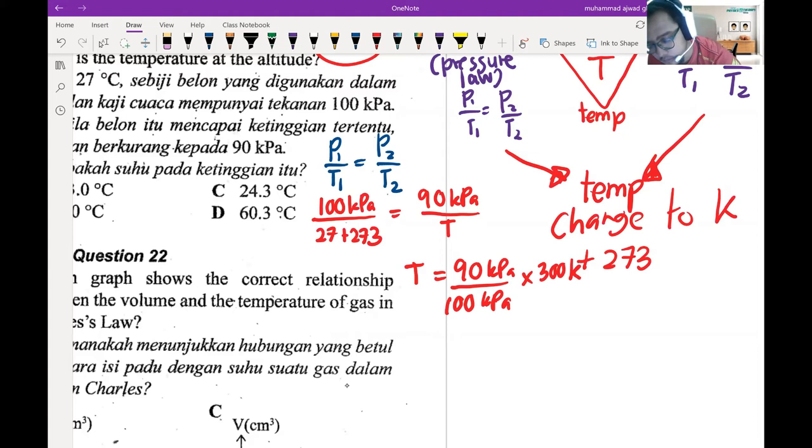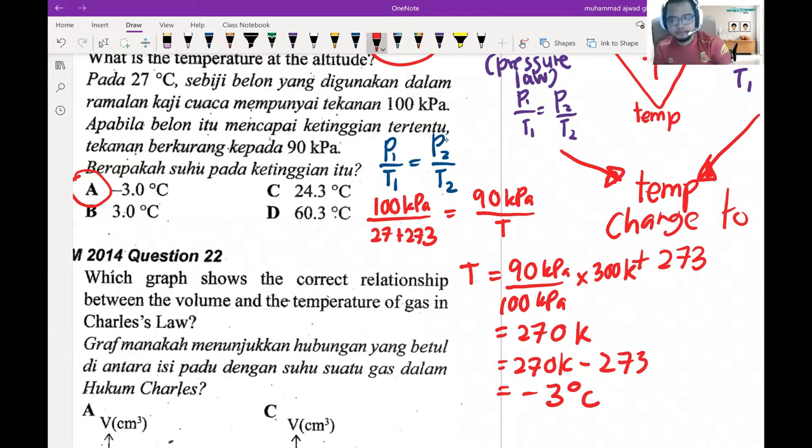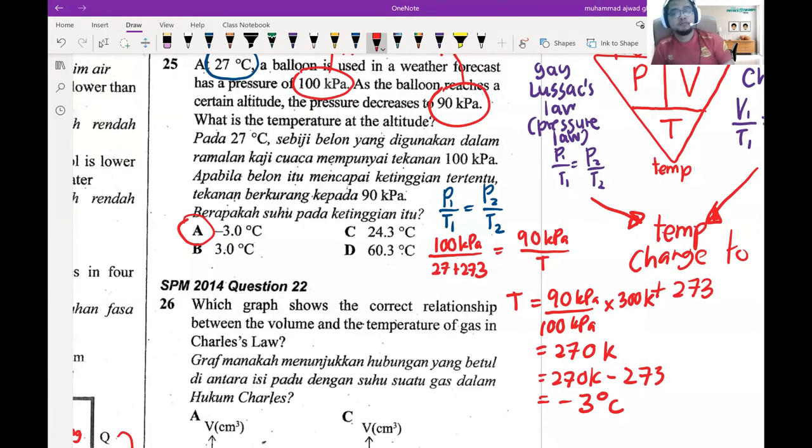So you get 270 Kelvin. But this is in Kelvin. So kita nak tukar ke dalam degree Celsius. Okay, macam nak tukar kepada degree Celsius, you minus back with 273. From Kelvin to degree Celsius, minus 273. So 270 minus 273, negative 3 degrees Celsius. Okay. Dapat? Dapat. Okay, good.